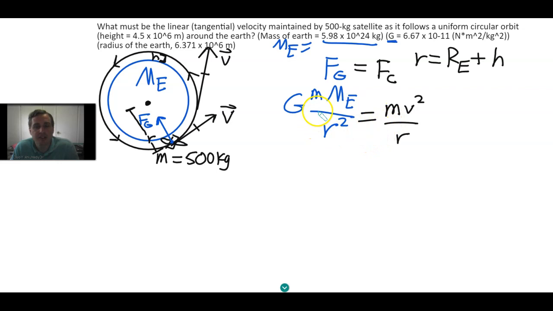Now notice some interesting things go on. Look at this mass of the satellite. Believe it or not, it cancels. How fast the satellite orbits the Earth is independent of the mass of the satellite itself.